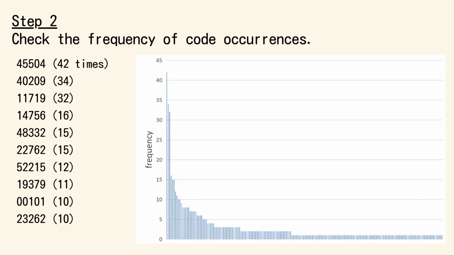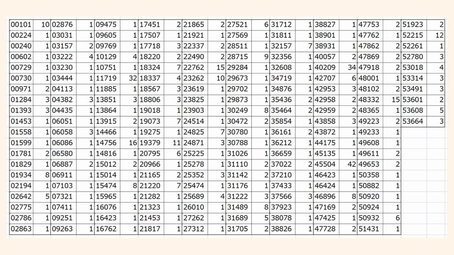Step 2. Check the frequency of code occurrences. The graph below shows the frequency of code appearances. The top 10 codes are also shown. The most common is code 45504 with 42 times. There are also many codes that only appear once. Looking at them numerically, the lowest is 00101 and the highest is 53664.